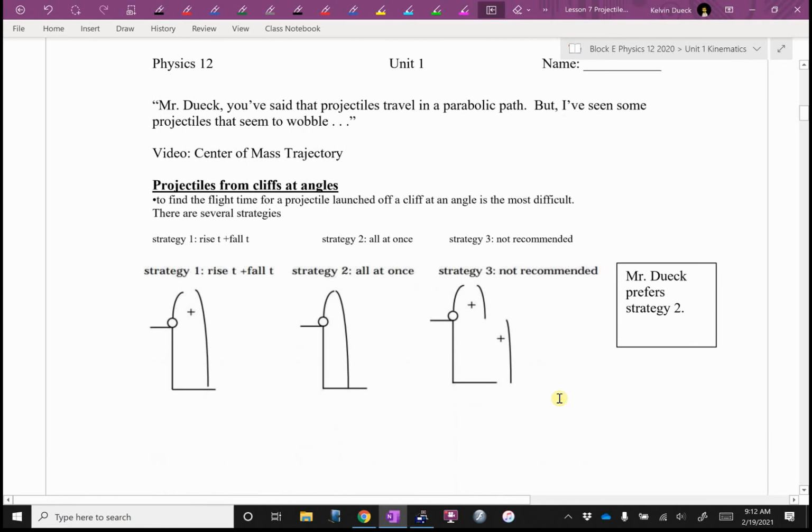Oh, I had somebody ask me this a couple of years ago. They said, Mr. Dewick, you're saying these projectiles travel in parabolas, but I've seen some that seem to wobble in the air. Have you ever seen something thrown that seemed to wobble in the air? That's a good point. Put your pencils down, look up.